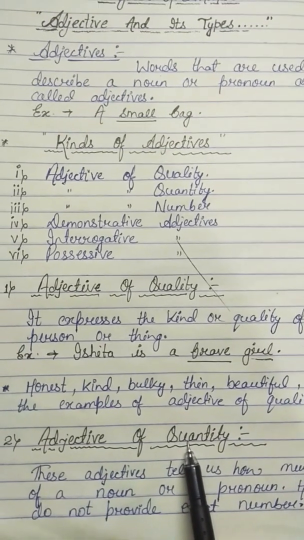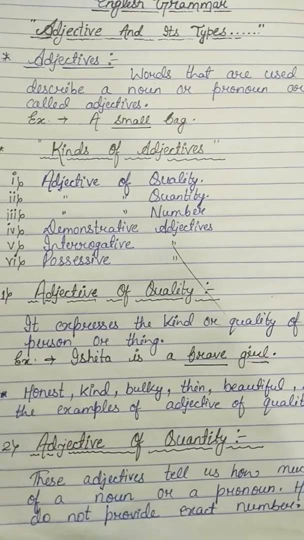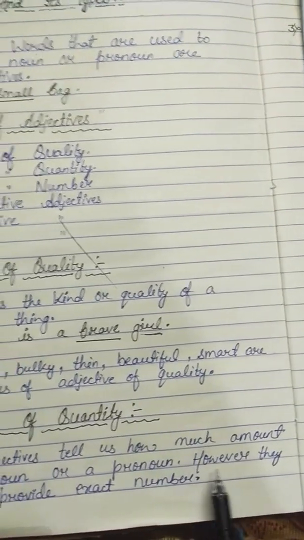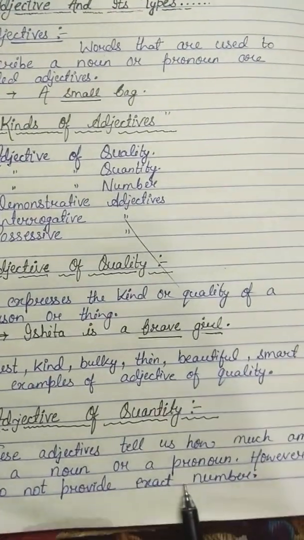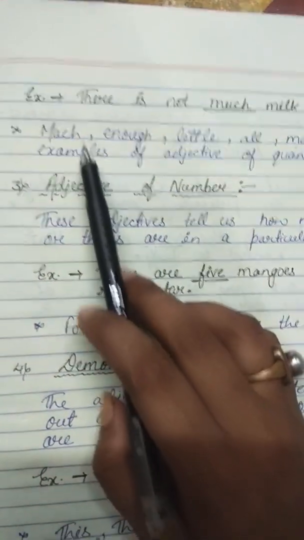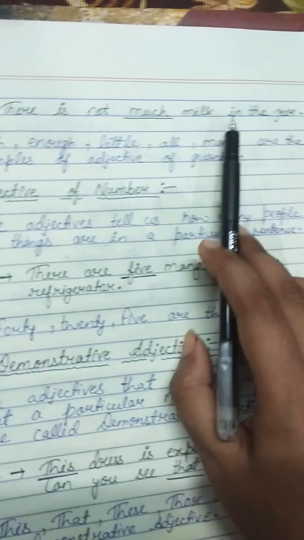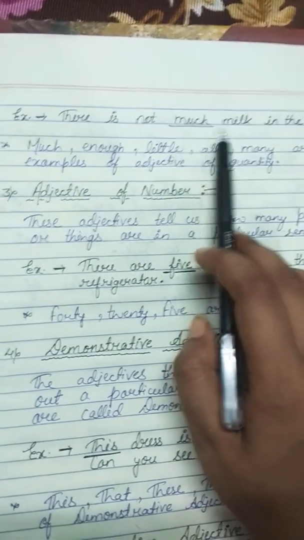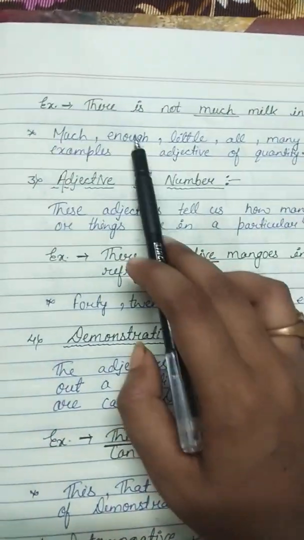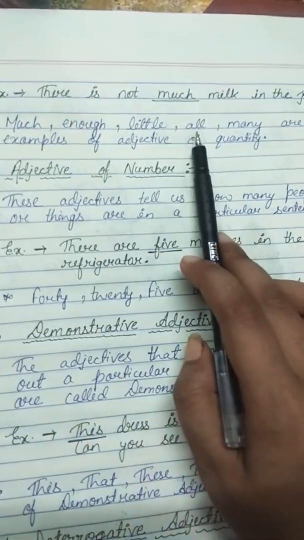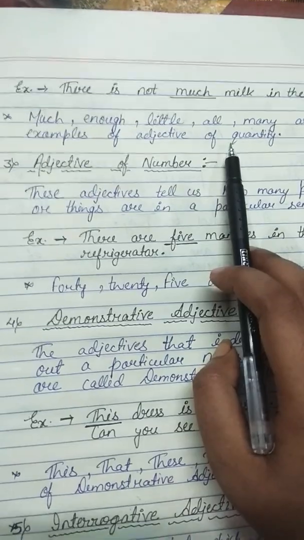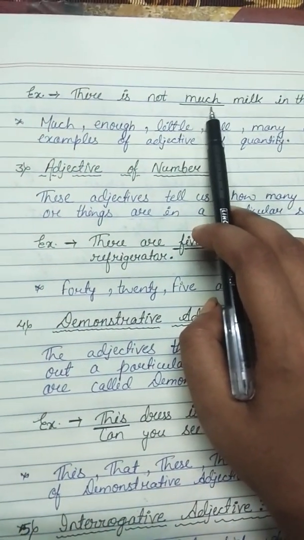Now by quantity, what do you mean? Quantity means amount of something. Let's read. These adjectives tell us how much amount of a noun or a pronoun. However, they do not provide the actual number. Let's take an example. There is not much milk in the jar. So much refers to adjective of quantity. It shows the quantity of milk. Much, enough, little, all, many are examples of adjective of quantity, and it does not show the actual amount. Remember this thing.